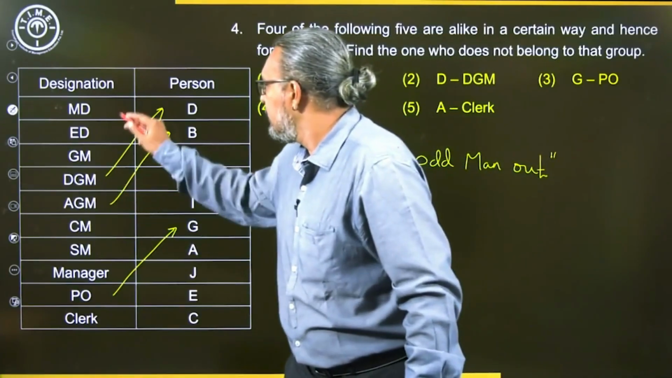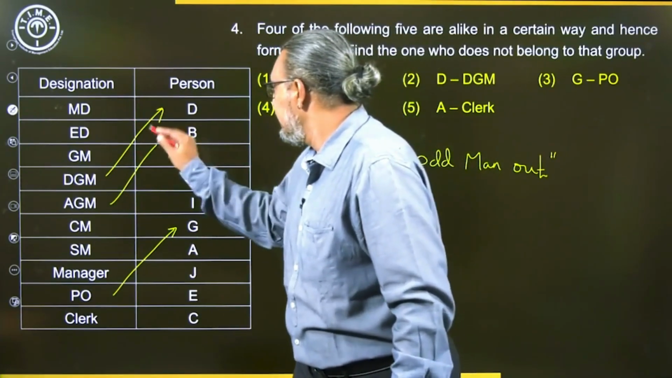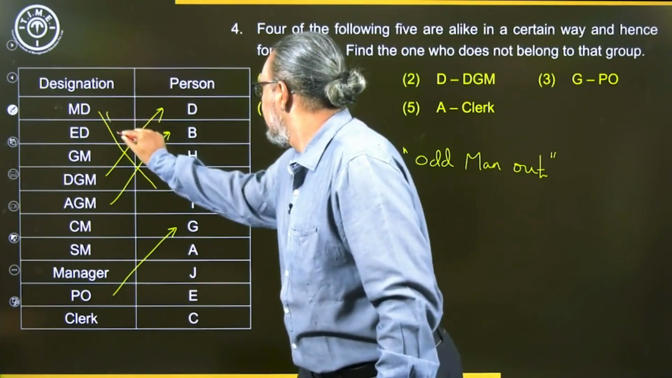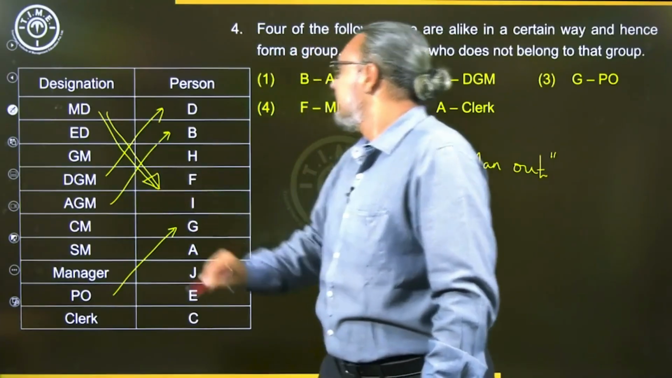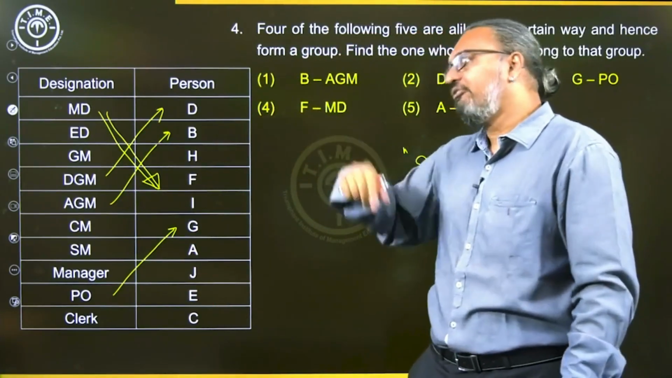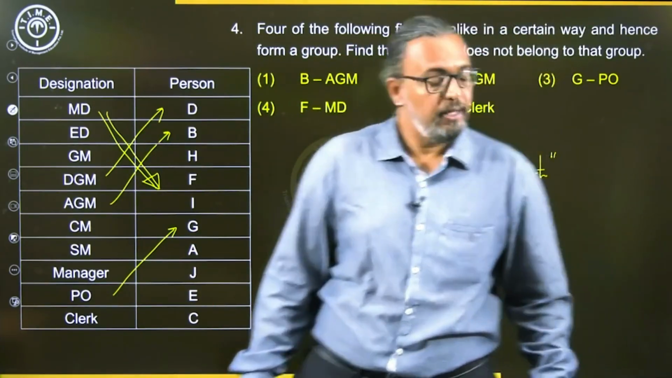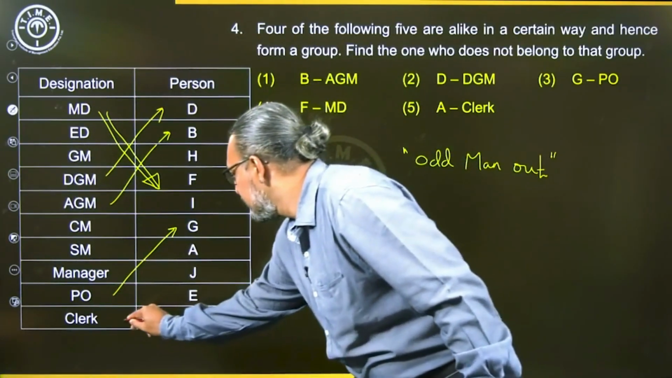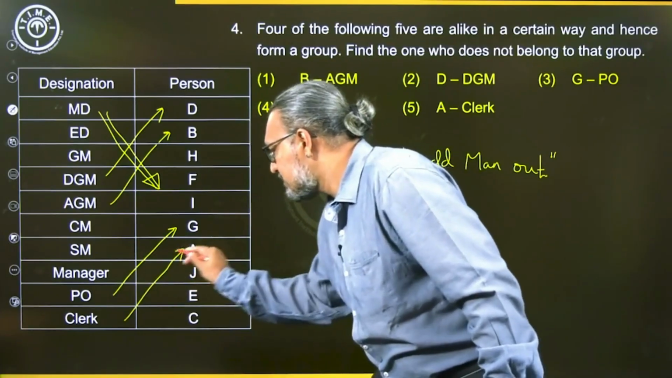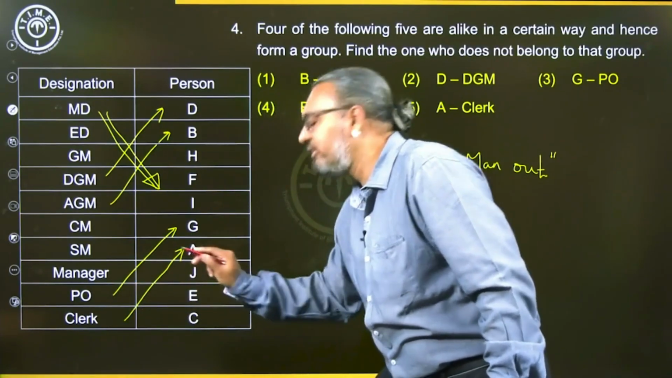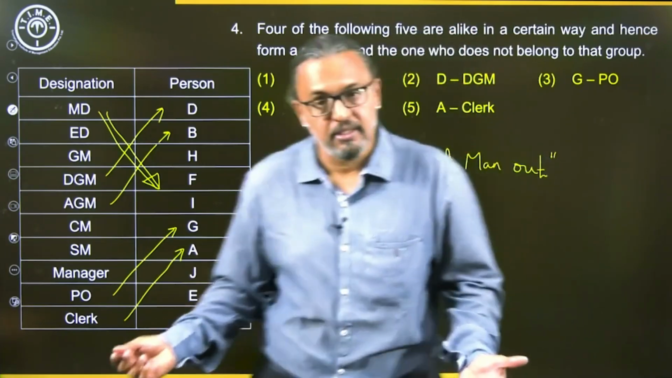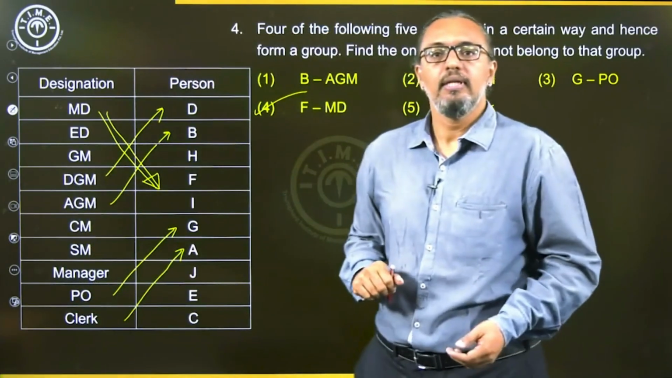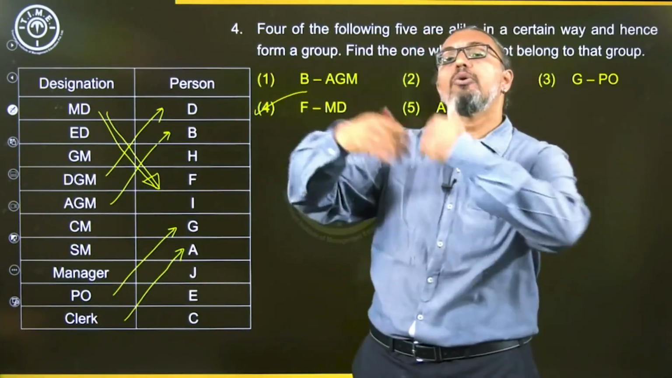Then F and MD. So where is MD? MD is here. Now in this case what is happening? You are getting it in the reverse. The person is below the designation but in between anyways you have 2 persons. Okay. Then we have A and clerk. Look at it. Again what is happening? The person is above the designation and in between you have 2 people. So now you got your answer. The answer is F and MD, choice 4, because in that case the person is below the designation.